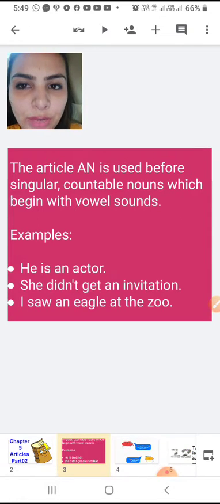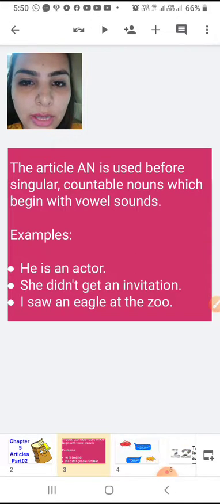As we had read about articles, there are three kinds of articles: an, a, and the. First, we are going to read about the article an. The article an is used before singular countable nouns which begin with a vowel sound. We read in the last video that the article an is always used with vowels. That means whenever any word starts with a vowel, that is a, e, i, o, u, we use an before that word.